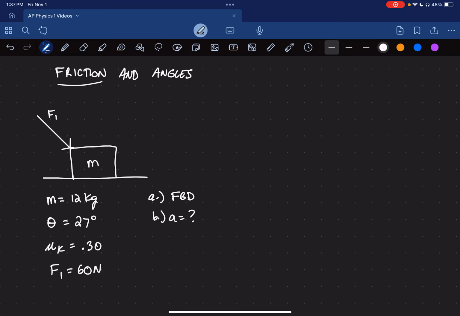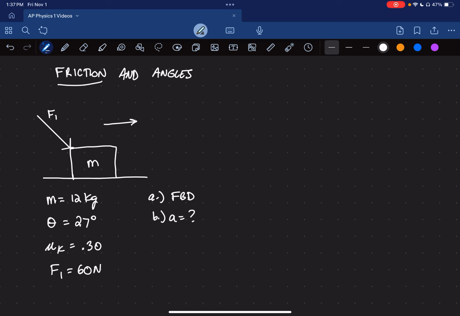Okay, this is friction and angles. And let me increase the volume here. So we have a block, mass M is 12 kilograms, and we are pushing down on it, downward and to the right with a force F1, which is 60 newtons. And of course, the block will slide in this direction.